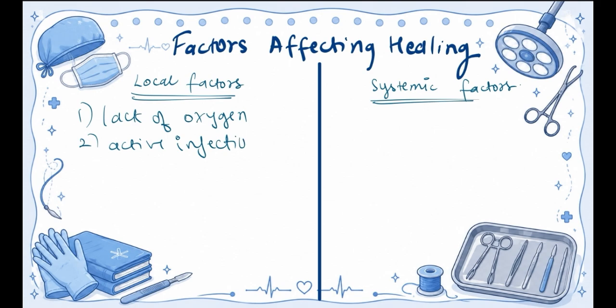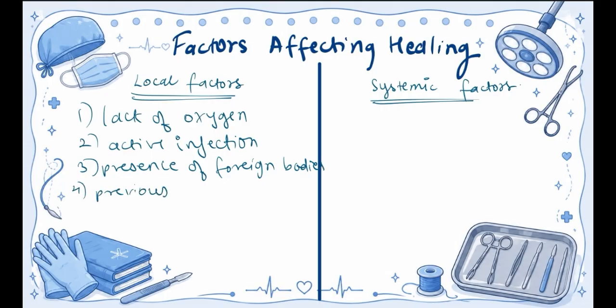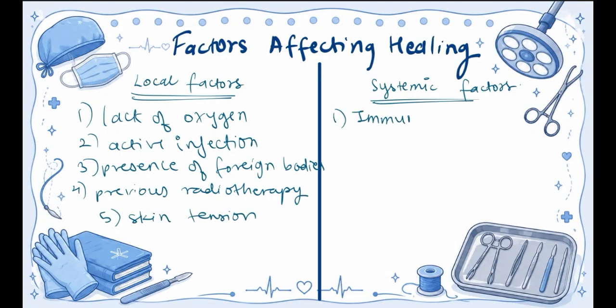These disruptions happen at two different levels. First, there are local factors. These exist right at the site of the injury. A lack of oxygen, a local infection, or physical tightness in the skin will physically stall the repair process. Then, there are systemic factors. These involve the patient's entire body.